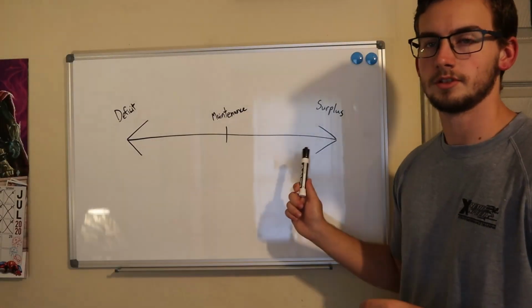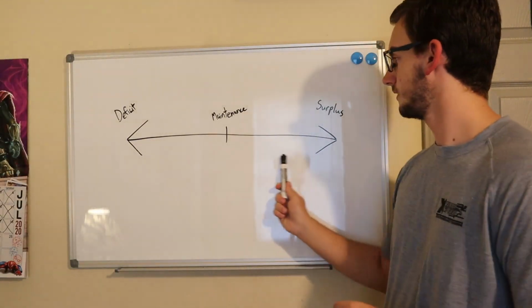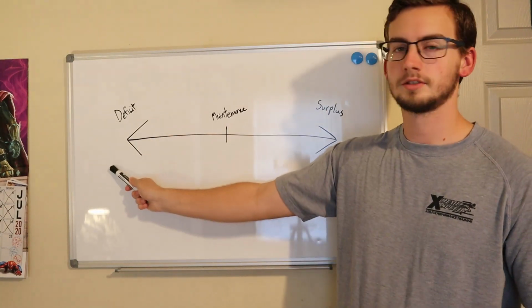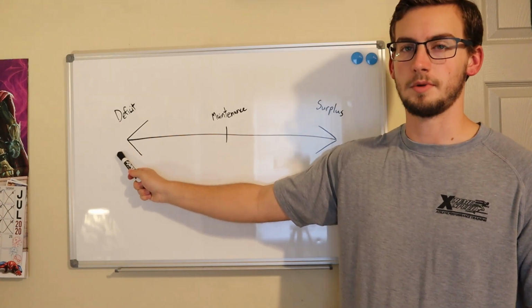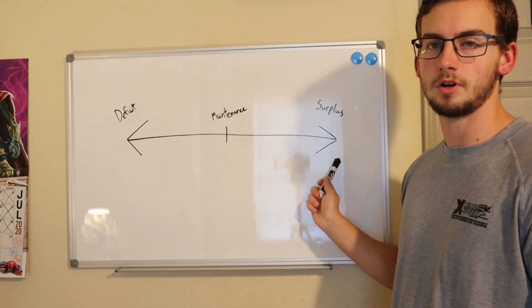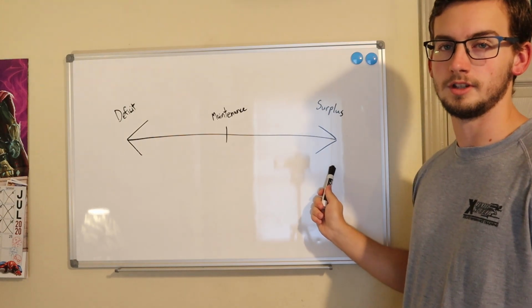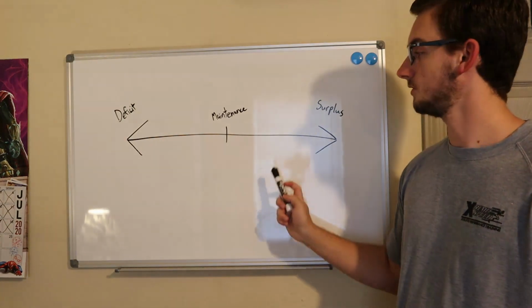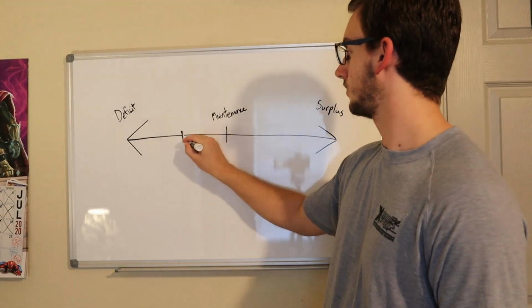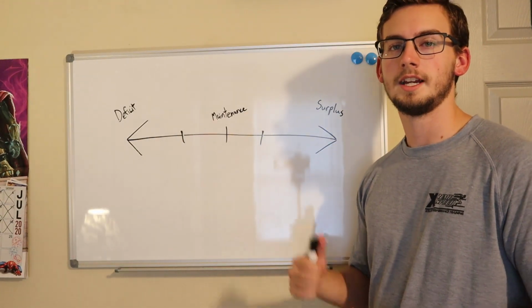If it helps, think of it kind of as a number line. The further deficit you go, the more fat, but also muscle you might lose. And the more in surplus you are, it's easier to gain more muscle, but also more fat. So you want to stay relatively close to maintenance without going too far either direction.